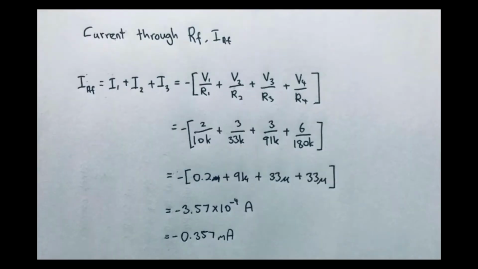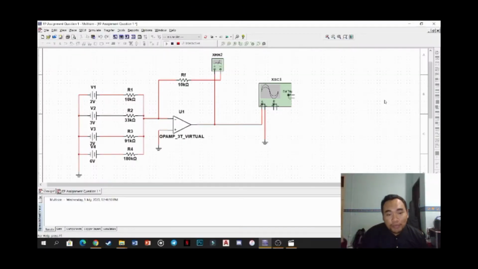For the next calculation, we calculate the current for the circuit. We use this formula, which is IRF equals V1 over R1 plus V2 over R2 plus V3 over R3 and V4 over R4. V1, V2, V3 and V4 are the input voltages for the resistors, and R1, R2, R3 and R4 are the resistors that are 10k, 30k, 33k, 91k and 180k. After we calculate all this, we get negative 0.357 milliampere.